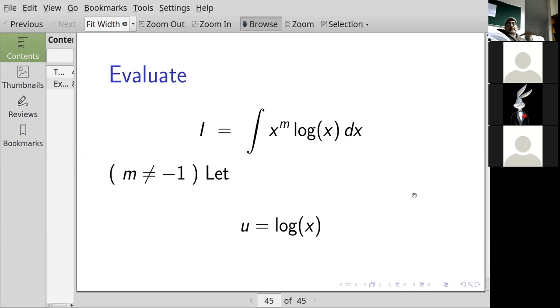Sir, in this example, can you put u equal to x to the power m, or can we only do u equal to log of x? Okay, so you should try letting u equal x to the m also, and see what you get. I think you can, and for these ones, I think you can actually do both. Right?